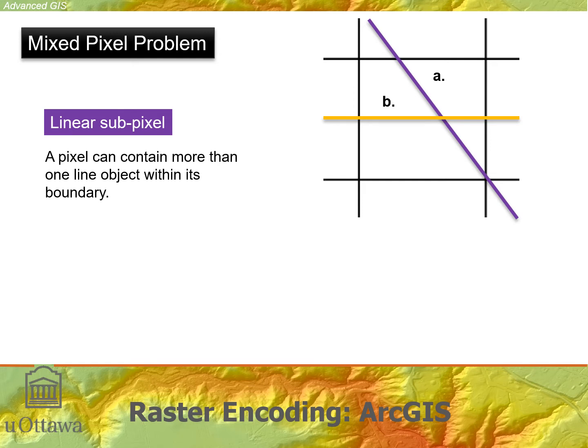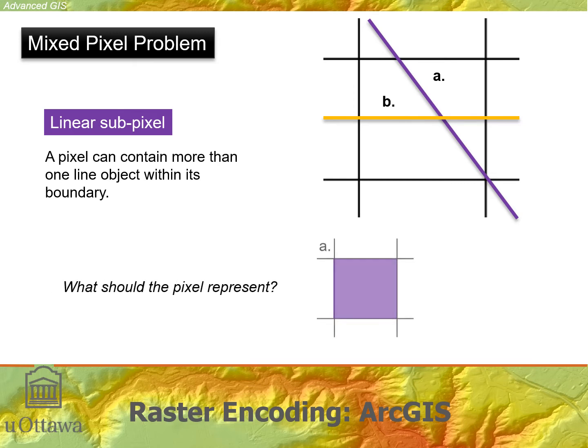Here, this occurs when we have a line that goes through a cell, or more than one line that goes through a cell. And those lines could represent streets, they could represent trails, they could represent the tracks of an animal, a migration route, it doesn't matter. They're just lines within a cell. Here we have a purple line, A, and a yellow line, B. So the question is, what should that cell represent? A, purple, or B, yellow?